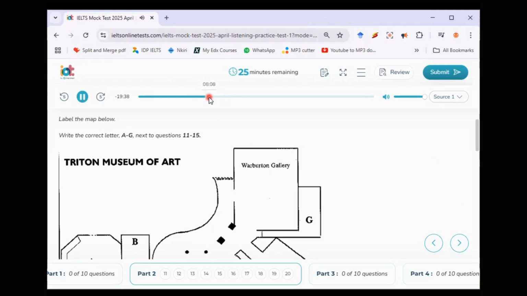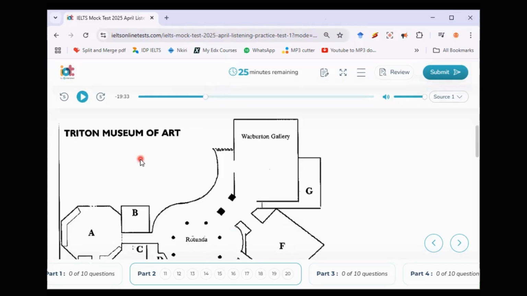Okay, this is the point. So look at it closely. But before I play the audio, let's just do a quick analysis of this map.